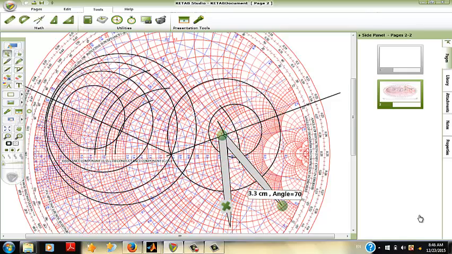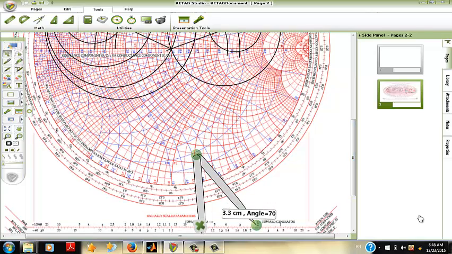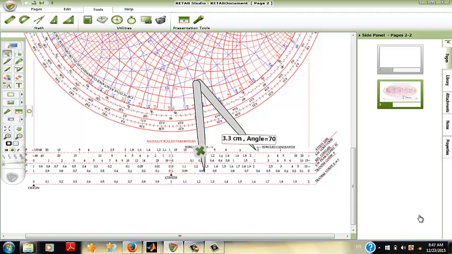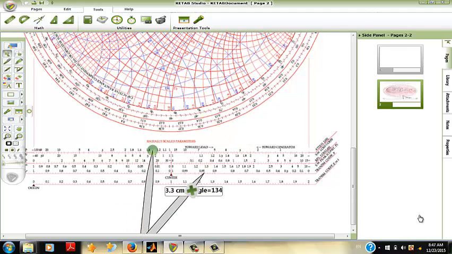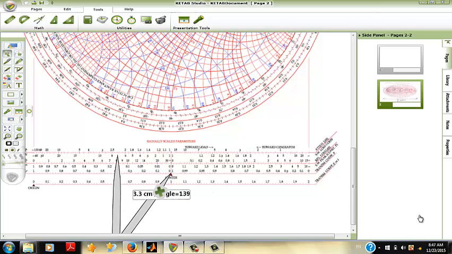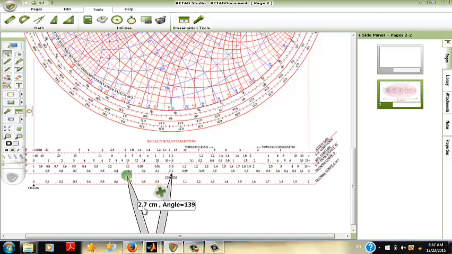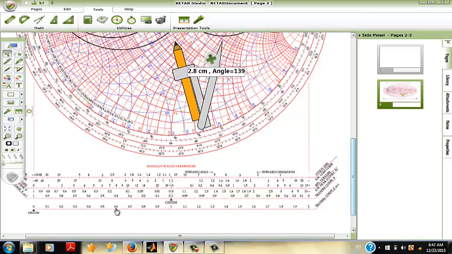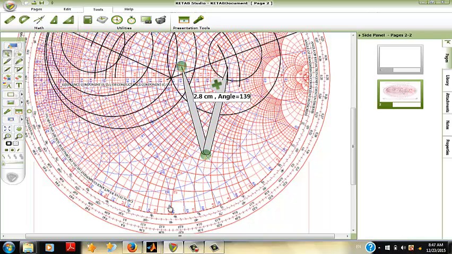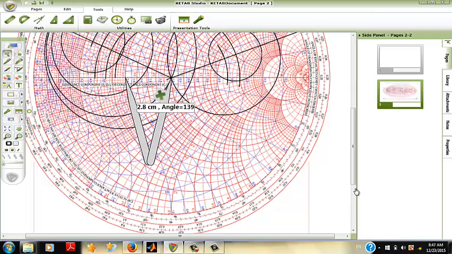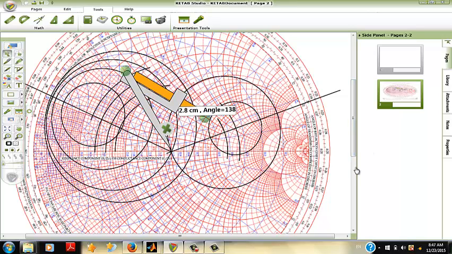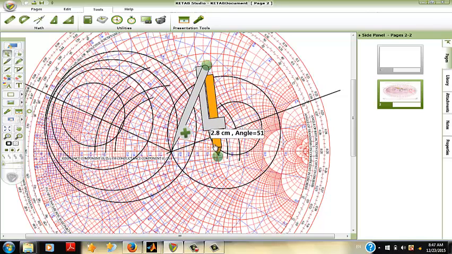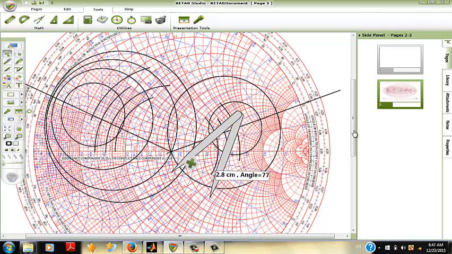We draw the 0 dB circle for the load. And now the final circle, minus 1 dB, for the center, 0.336, and the radius 0.532.